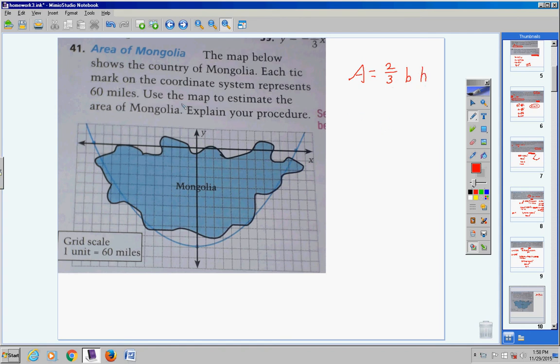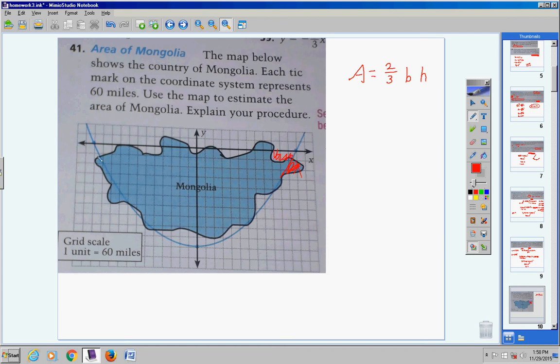So we come over here. The map below shows the country of Mongolia. Each tick mark on the coordinate system represents 60 miles. Use the map to estimate the area of Mongolia. Now, I'll be honest with you, this is a pretty good estimation. Like this little chunk here that sticks out of the parabola would probably fit in really well about right here.